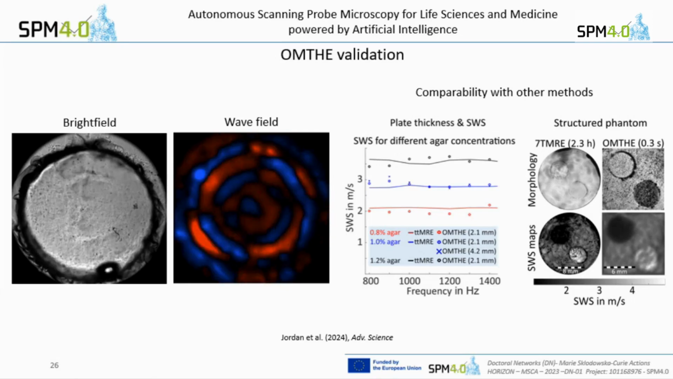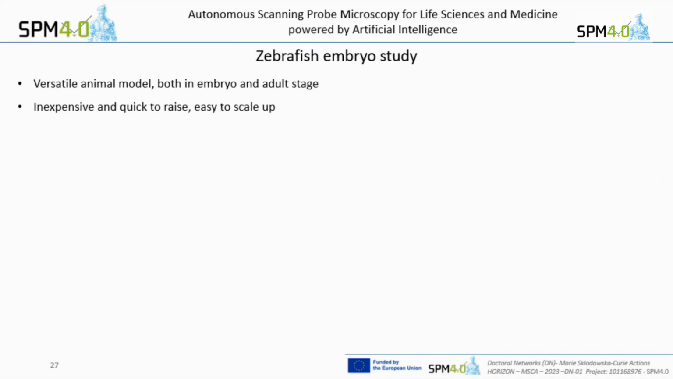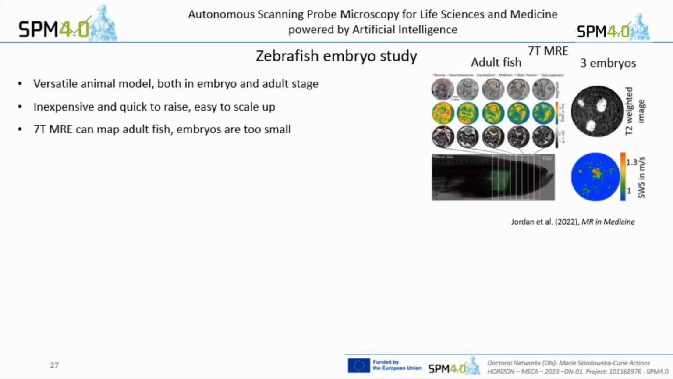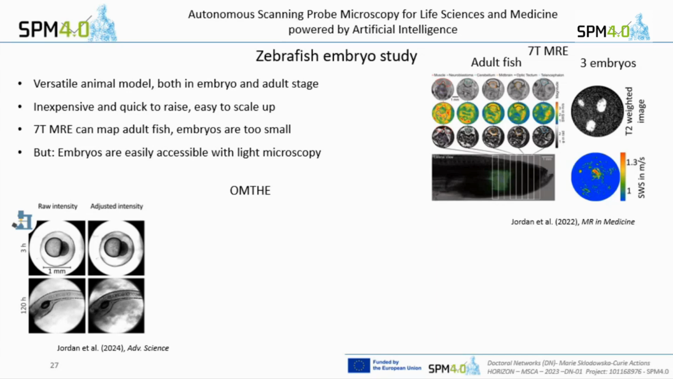And we can also do it in a little bit more interesting systems like zebrafish, which some of you might work with. They're quite common in research, both in the embryo and adult stage. They're cheap, they go fast. And they can also be mapped in 7 Tesla, as Jakob has shown here. This is just the adult fish, but the embryos are simply too small, you just barely see them. But luckily you see them in the microscope. And so we could do OMTE. This is embryonic zebrafish, 3 hours and 120 hours after fertilization.